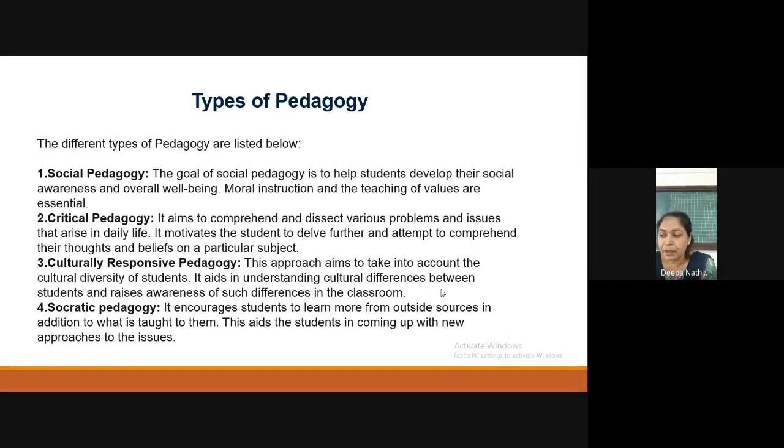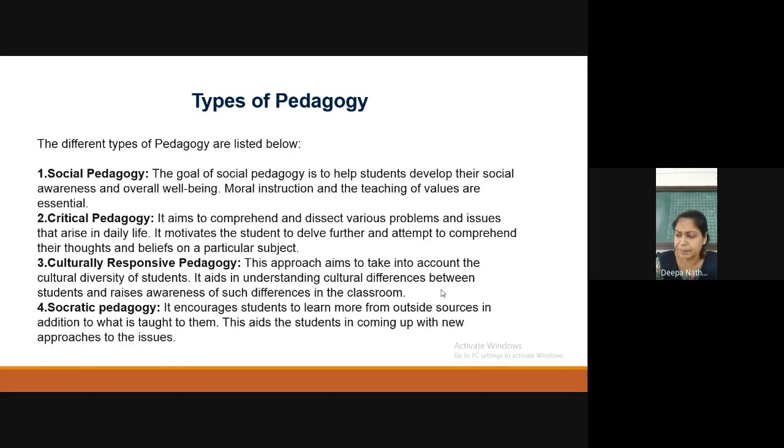What does this mean? The goal of social pedagogy is to help students develop their social awareness and overall well-being. See, morals are more important. Value-based teaching has become the importance of the day. So moral instruction and the teaching of values are essential. Nowadays, at the postgraduate and undergraduate level, we have value education. We are so back in the values. So the goal of social pedagogy is to help students develop social awareness, social causes, and how we can be a part of the society and help it. Learning only accounts, maths, English is not important unless we do good for the society. If I do research work, what good will it do to the society? The first outcome is based that way.